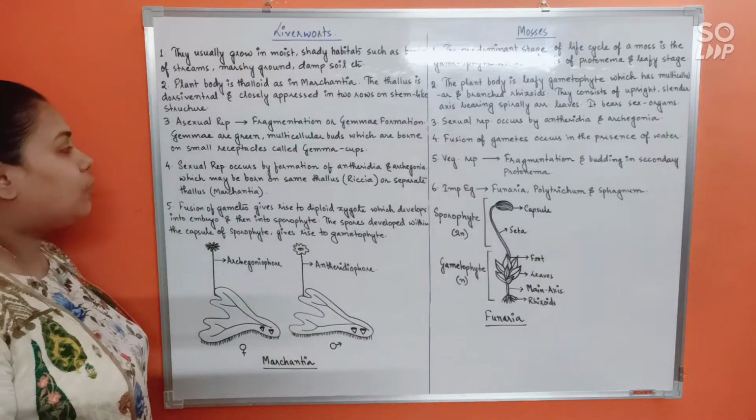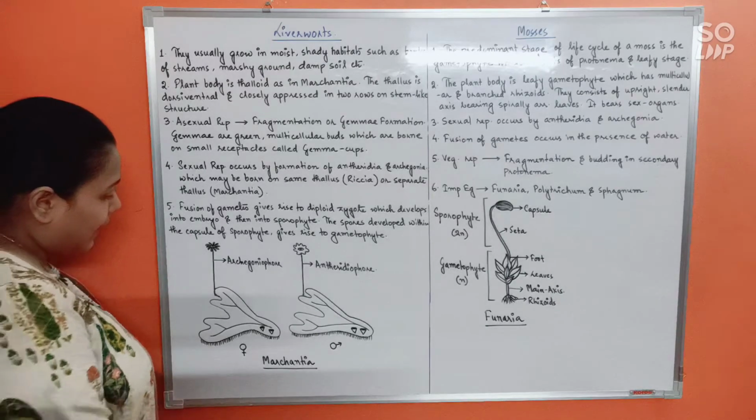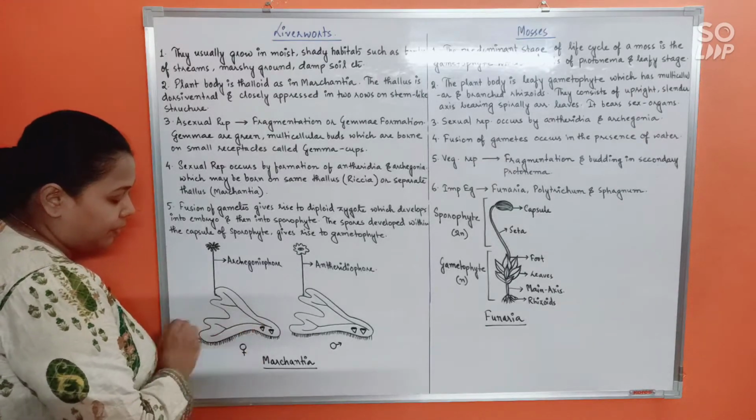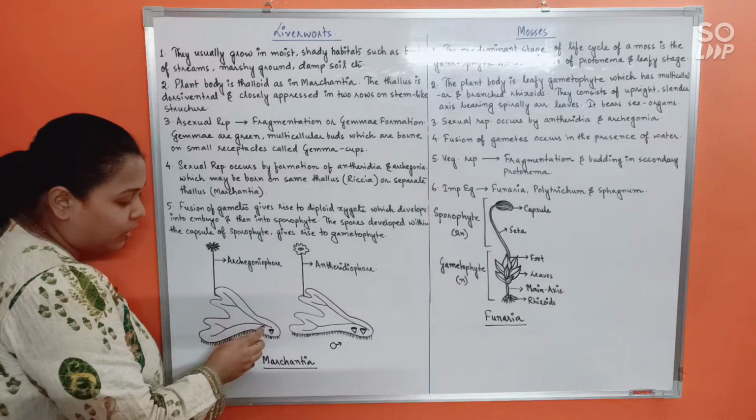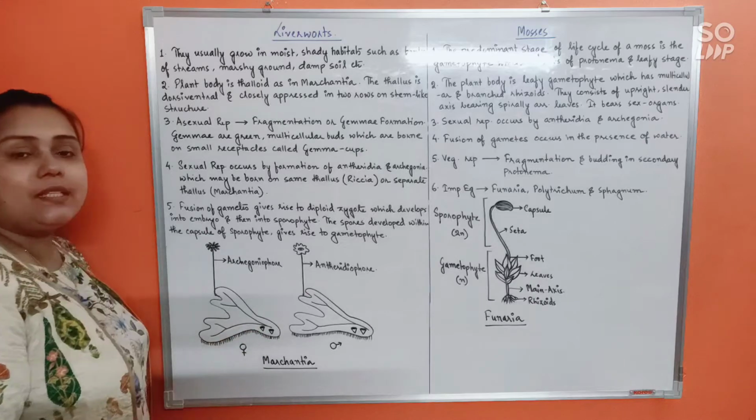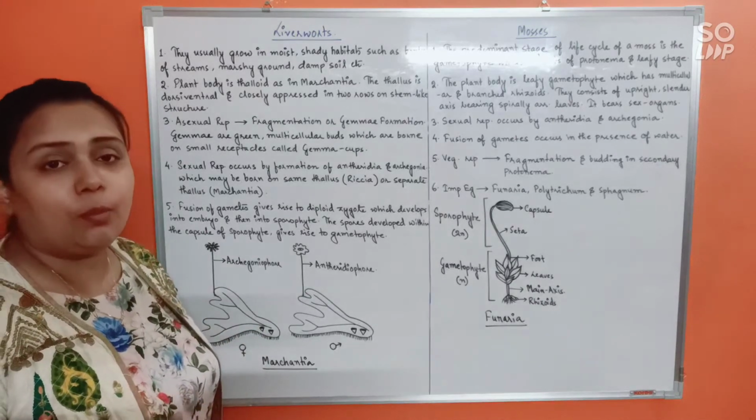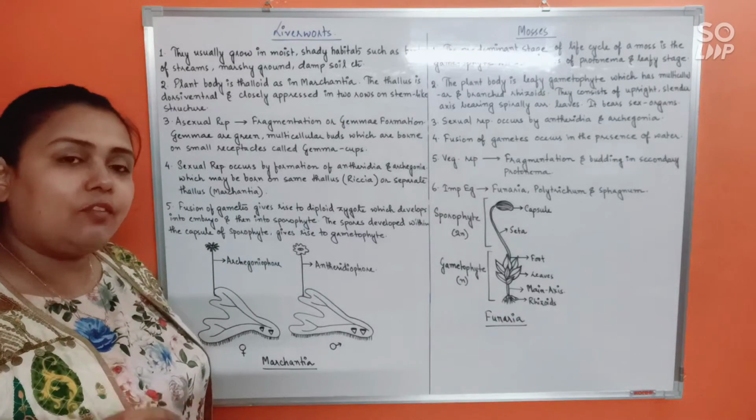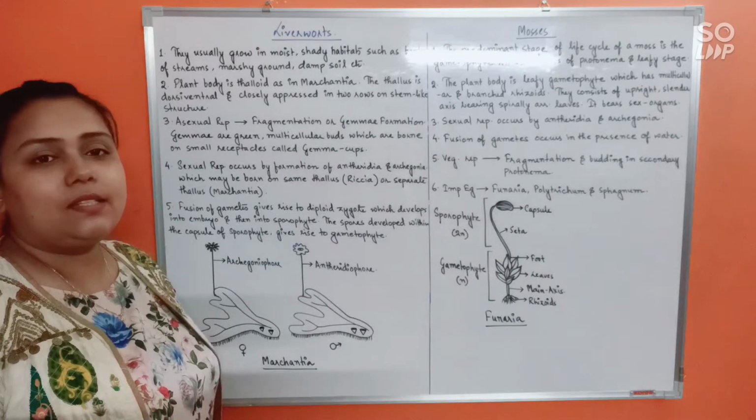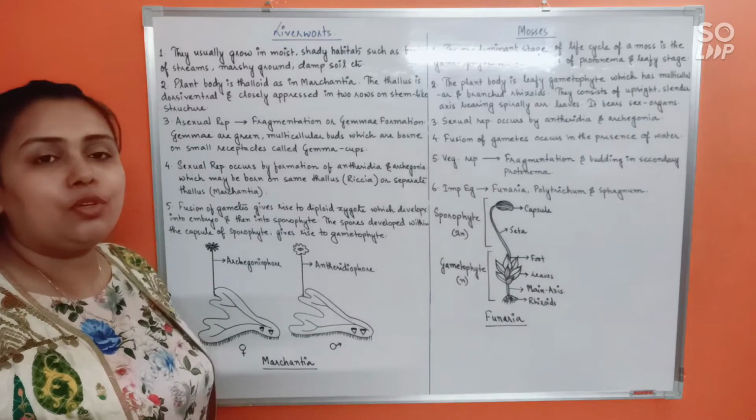Gemmae are green multicellular buds which are borne on small receptacles called gemma cups. As you can see on the upper surface here, these are small cup-like receptacles. These are called the gemma cups. Inside the gemma cups, green multicellular bud-like structures will be formed, and when they are released, they will give rise to a new thallus. This is the most common way how a Marchantia or liverworts would reproduce.